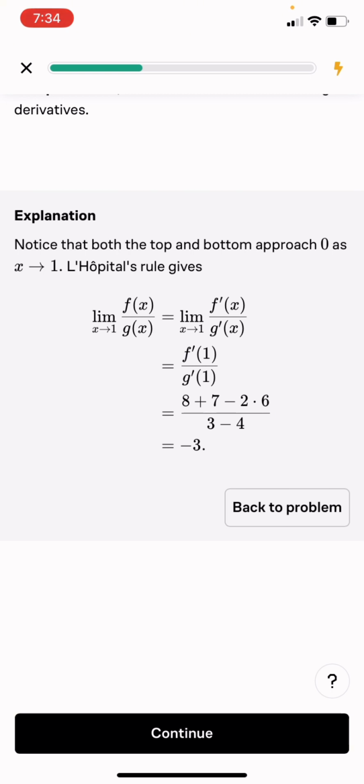Notice that both the top and the bottom approach 0 as x goes to 1. L'Hopital's rule gives the limit as x goes to 1 of f(x) over g(x) equals the limit as x goes to 1 of f prime of x over g prime of x, equals f prime of 1 over g prime of 1. And then we go back to this, and we could solve using that in this equation.